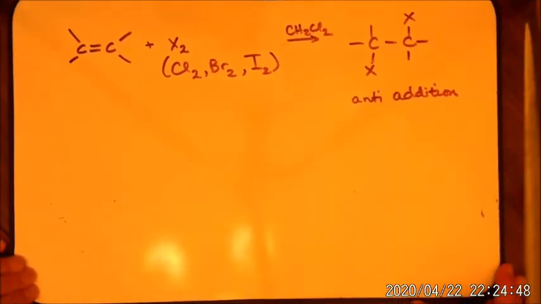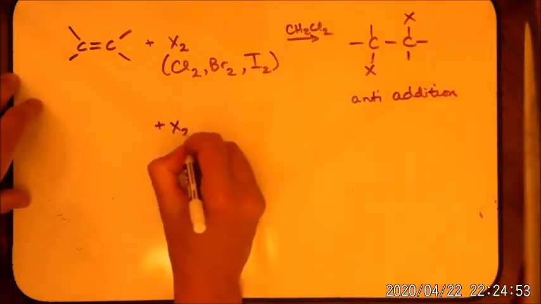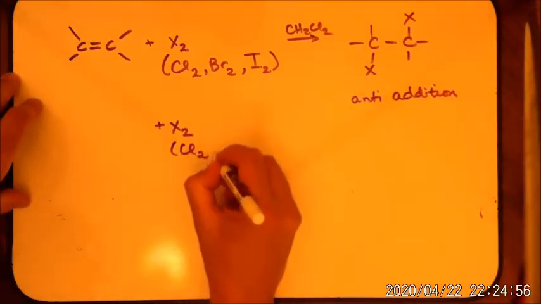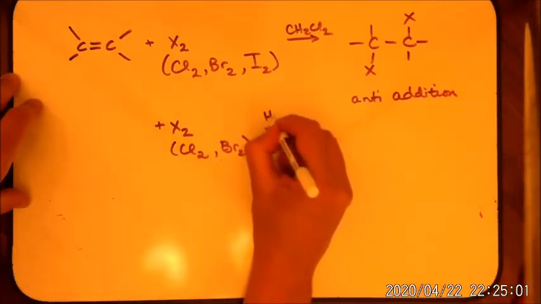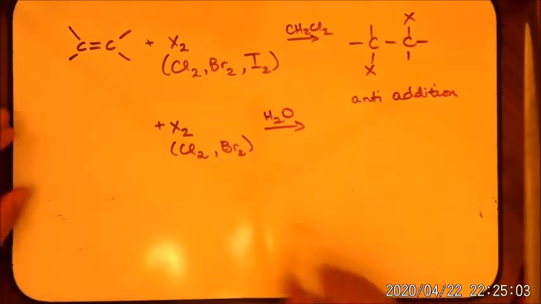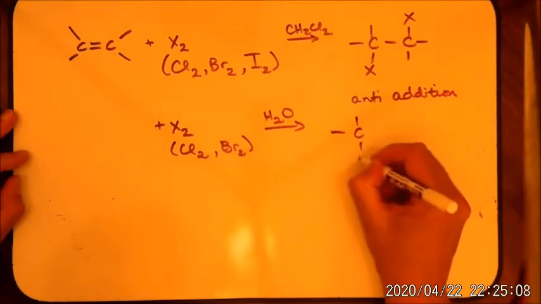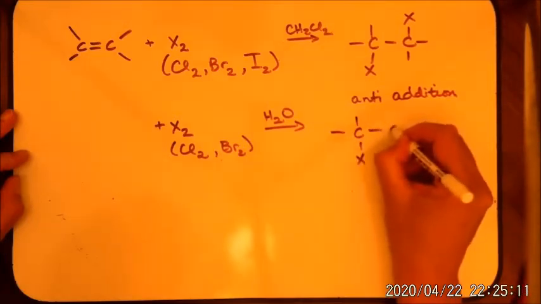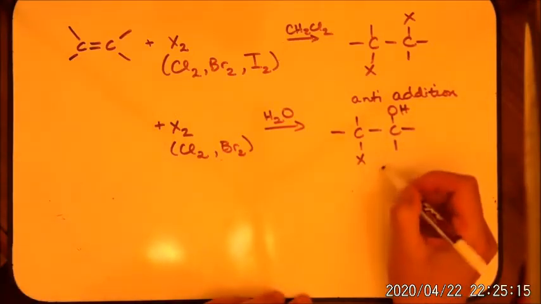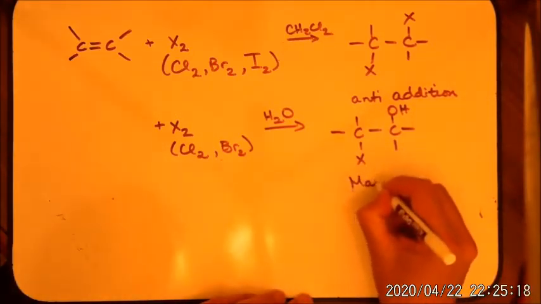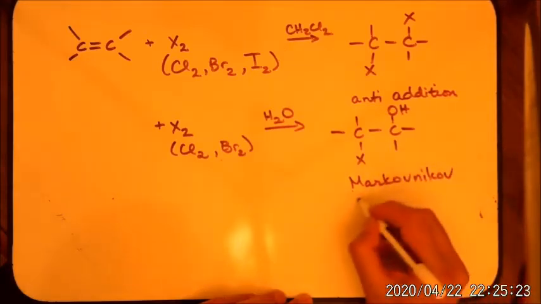So how is this different if I have X2, in particular chlorine or bromine, and instead of having dichloromethane or some other solvent, we have water? Now what we've done is we formed a halohydrin. This is Markovnikov orientation, and it's anti-addition.